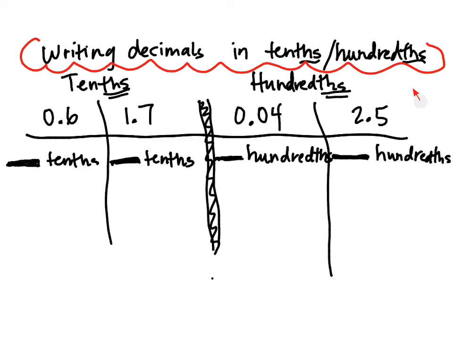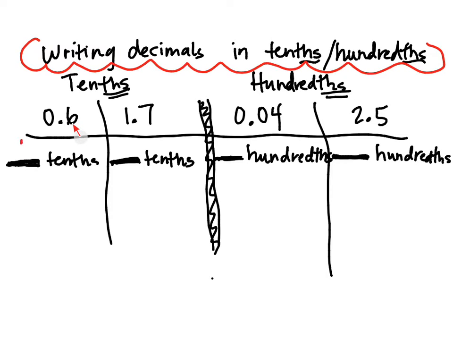Let's talk about writing decimals in tenths and hundredths. So some of this will be pretty straightforward. Like, for example, if we had, let's first of all talk about just writing it as tenths. So if we had 6/10, well, how many tenths are in 6/10? That one's pretty straightforward, right?